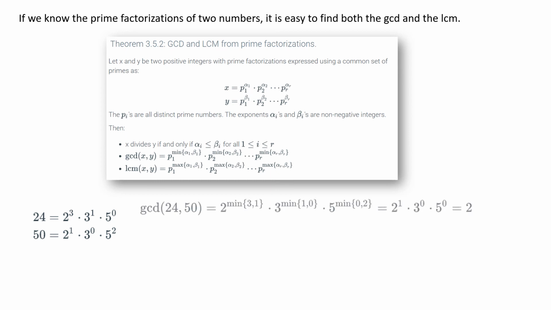Now let's use this theorem here. And first of all, let's see if we can find the GCD of these two numbers. So here, looking under GCD, it says take the minimum of all of those exponents. So for the 2, we'll have a 3 and a 1, so the minimum would be a 1. For the 3's, we have 3 to the 1 and 3 to the 0. The minimum is 0. And for 5, the minimum of 0 and 2 is 0. So you end up over here on the right with 2 to the 1 times 3 to the 0 times 5 to the 0. That ends up giving us just a 2. So we could say that the GCD of 24 and 50 is 2.